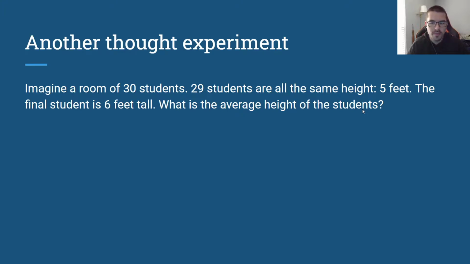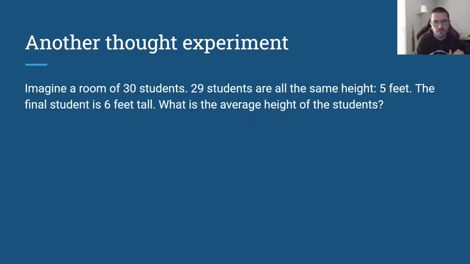So take a moment to think about that. I'll sort of walk through what my thought process is, right? An initial answer some of you might be thinking is 5.5. Well, that would be sort of the in-between of those two heights, but the problem is that's not really what an average is, right? The average takes into account all of the students, right? And 29 of them are 5 feet tall. Only one student is 6 feet tall. So it's not going to be 5.5.